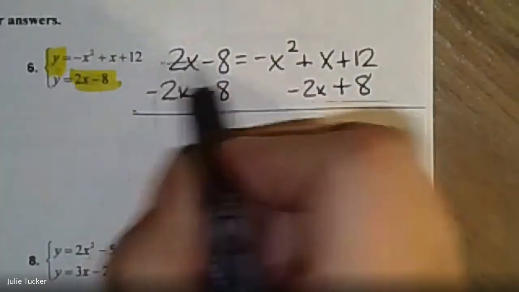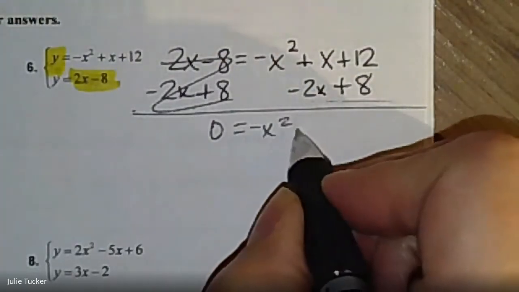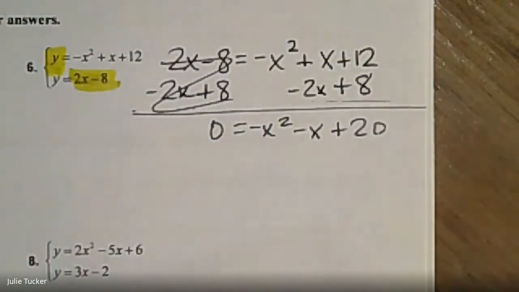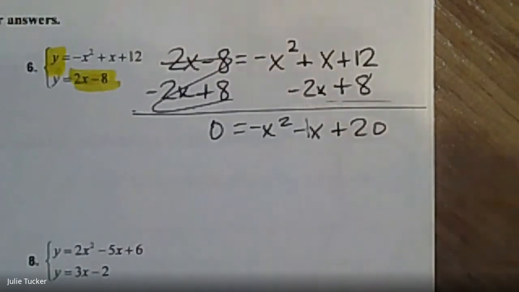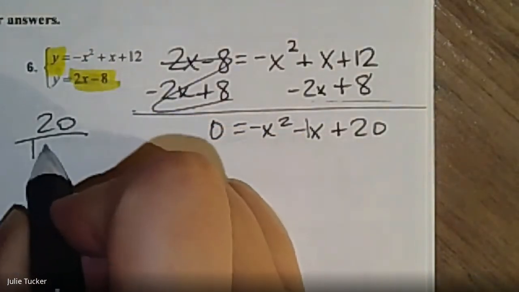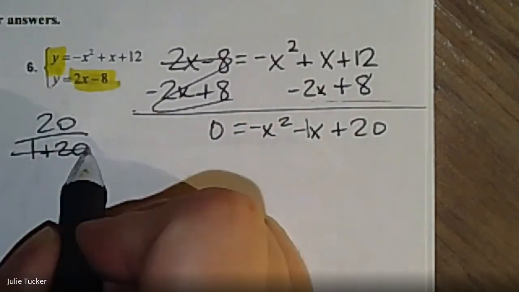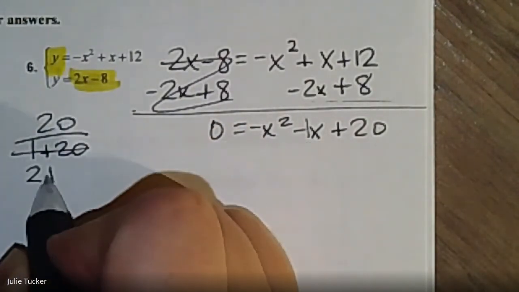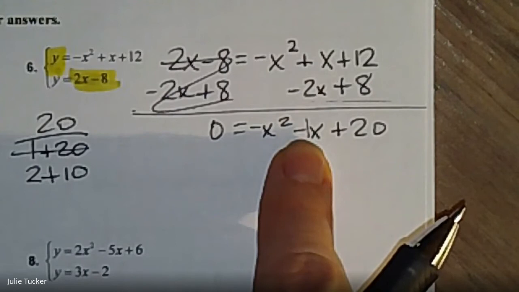So then that zeroes out, and I have 0 equals negative x squared minus x plus 20. So I have to factor this. So I have to think, what gives me 20 and a negative 1, right? So I'm going to go over here and make a list. 20 could be 1 times 20, but 1 plus 20 is not 1. So that one's not it. Next, I can do 2 times 10, but 2 plus 10 is not 1. So it's not that.